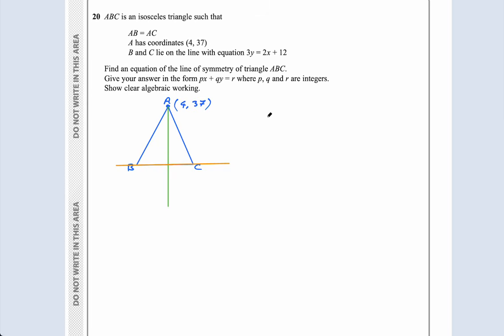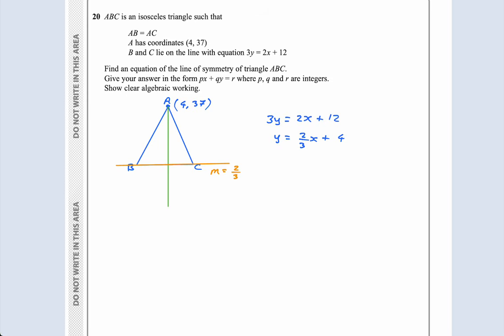So let's do that. 3y equals 2x plus 12. y is equal to 2 over 3 x plus 4. I'm dividing everything by 3. So I divide this by 3, giving me 2 over 3. And I divide this by 3, giving me 4. So the equation of this line is this, which means the gradient of this line, the m of this line, is equal to 2 over 3.